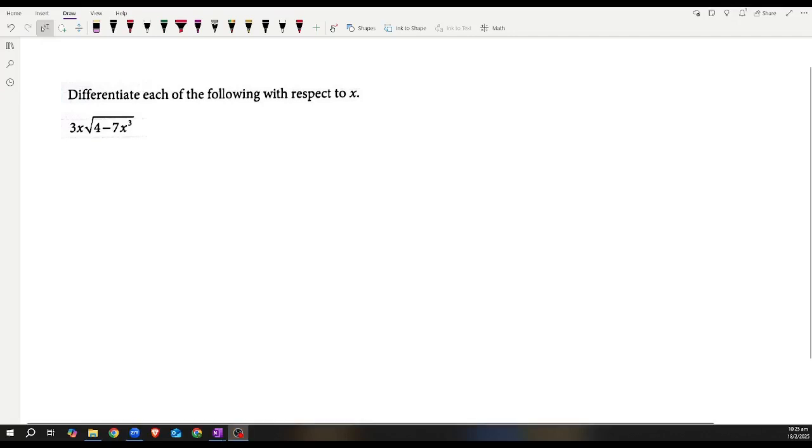This is a question under the topic of differentiation. To solve this question, you will need to understand the product rule. Some prerequisites would be you need to be familiar with the chain rule as well.